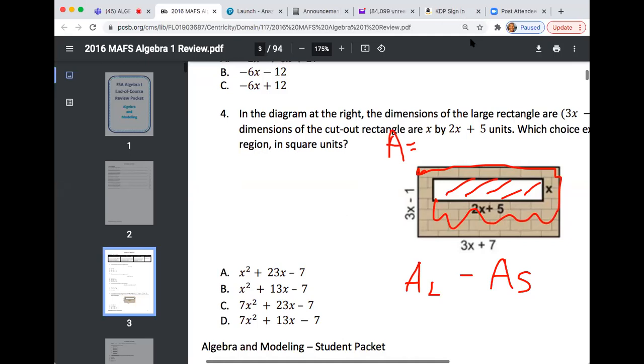I see something's in the chat. Let me see what I'm seeing here. Can you zoom out a little, please? Yes, I can zoom out a little bit.